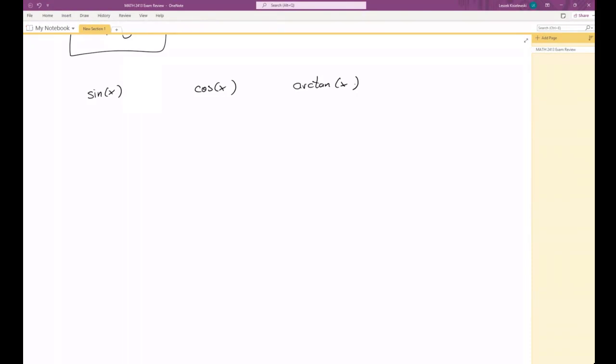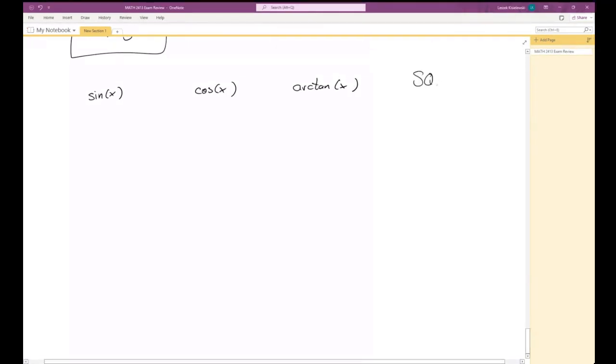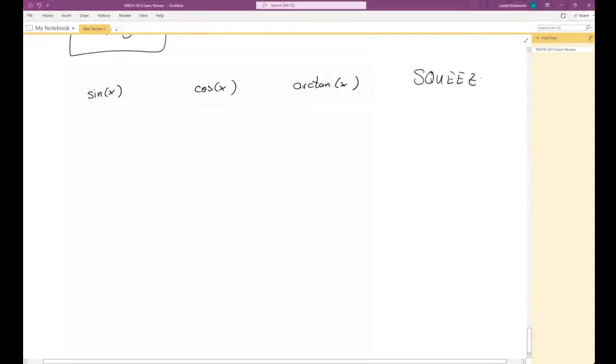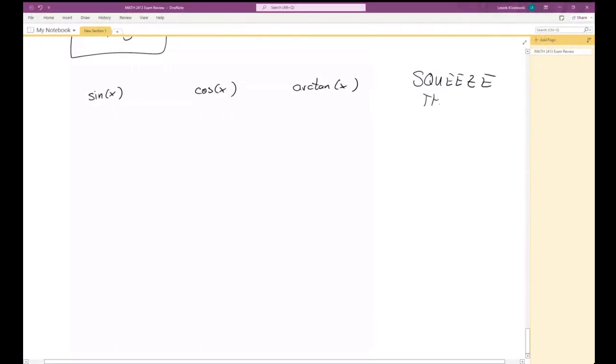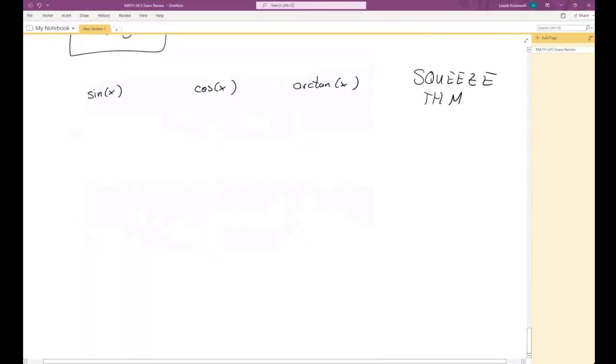Can somebody repeat that? Yeah, okay, that's true. What else do they have in common that's relevant to squeeze? Oh, arctangent doesn't oscillate. But yeah, they're all bounded, right?